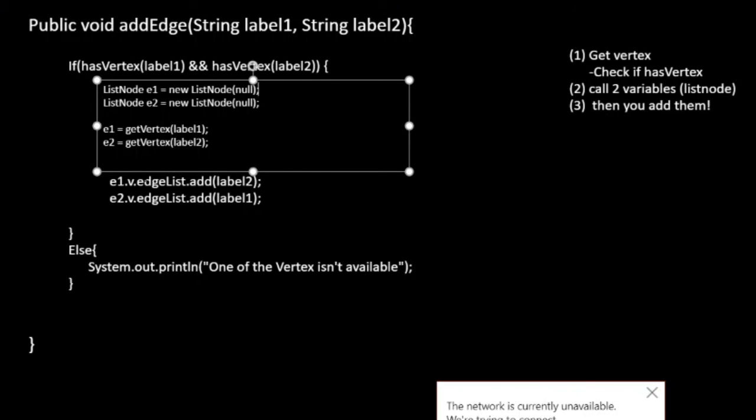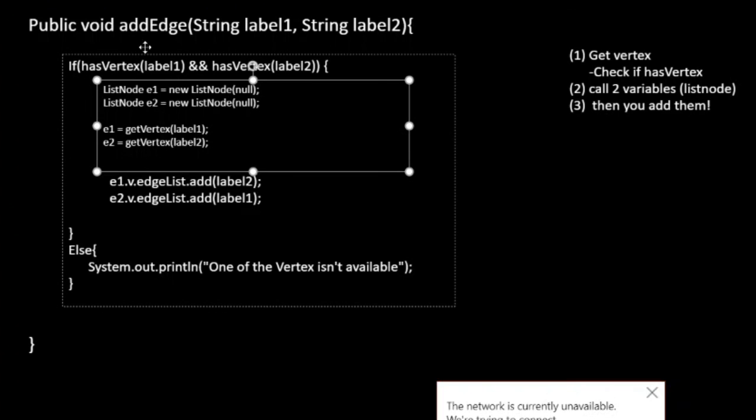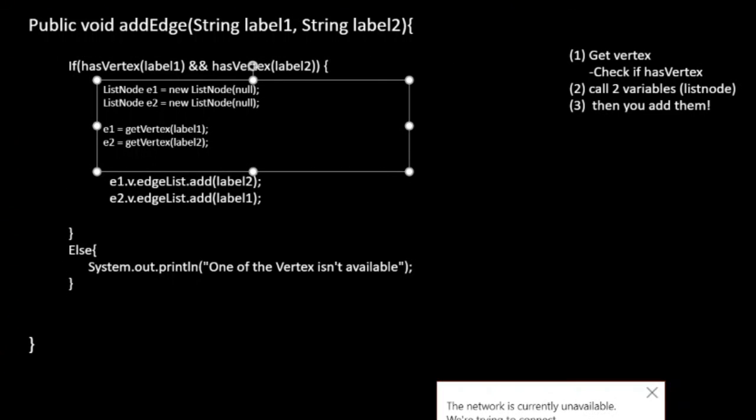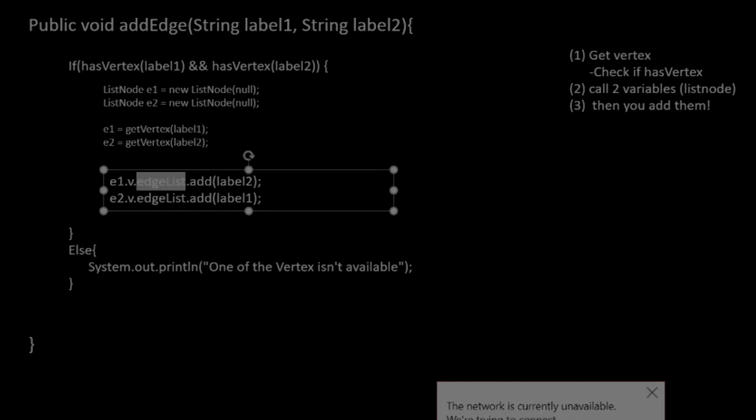That's basically it for the addEdge. I think the main concern is how you're gonna access this list and stuff like that. But I'm pretty sure you know how to access it since you already showed me the display, so I'm not gonna explain that further.